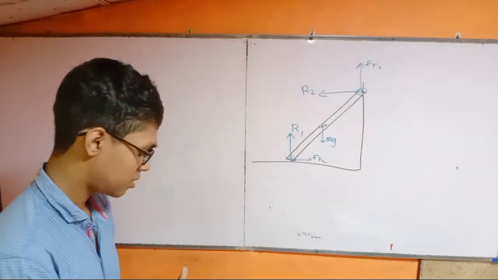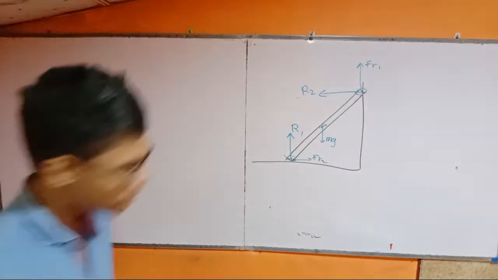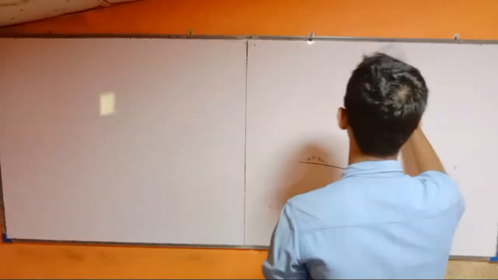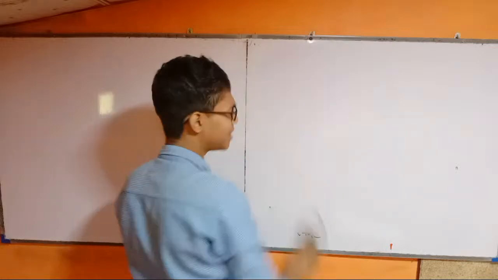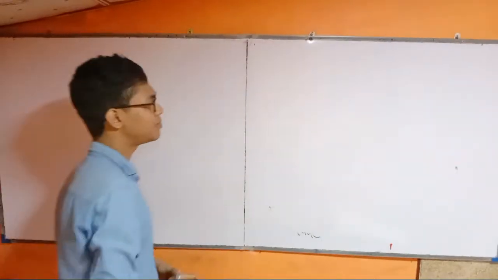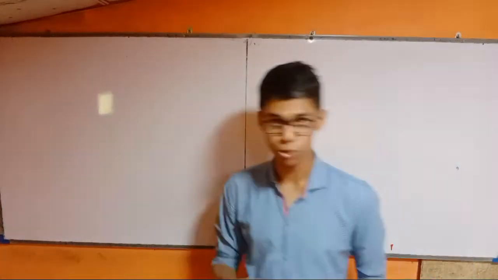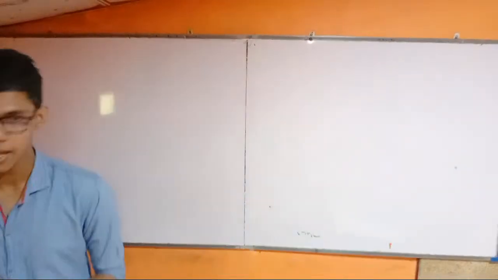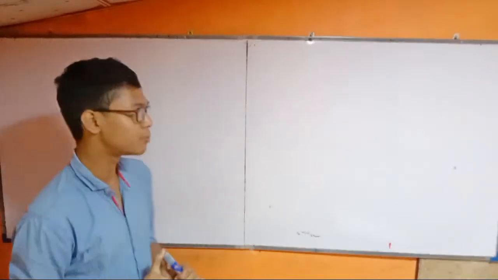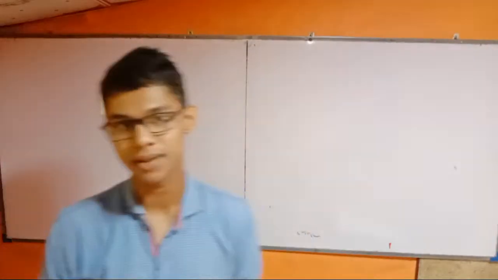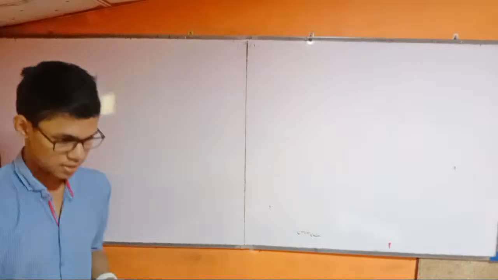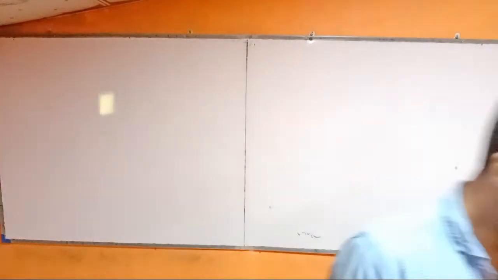You can take moments around here also and do the question, because this is in equilibrium. Another point is that there is something called stable equilibrium, dynamic equilibrium, and something else. I will put a note for that, the small theory parts. What else should we know in equilibrium? That's all.